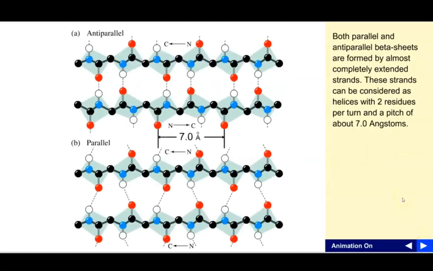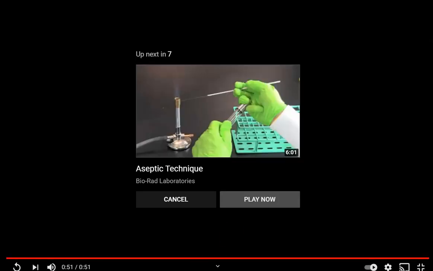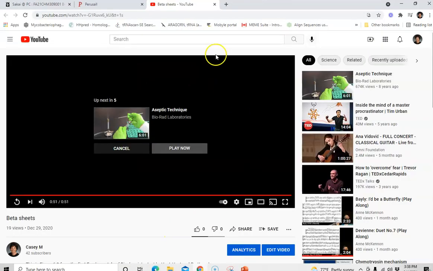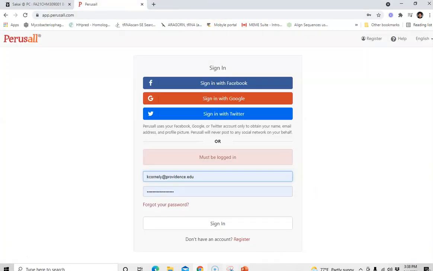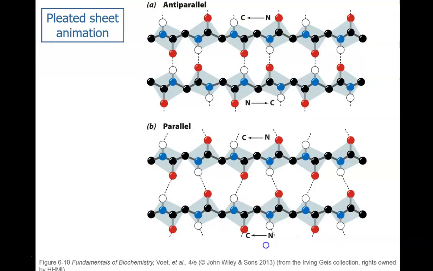So both of them are formed by these completely extended strands. So here we have 2 residues per turn and a pitch of 7.2 angstroms. So that went maybe a little bit too fast. Okay, let's go back to our PowerPoint.